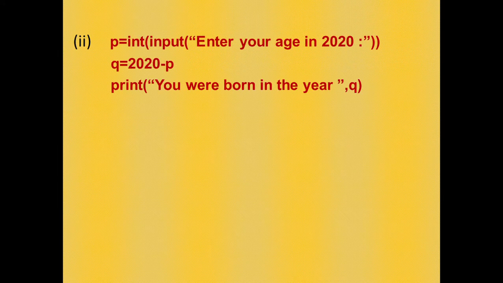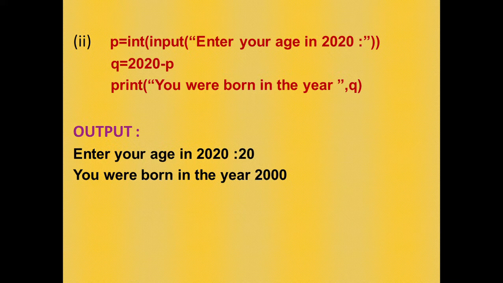See this example program. P is equal to int of input of enter age in 2020. So Q is equal to 2020 minus P. Obviously, it will give you the year in which you were born. So this is the output.